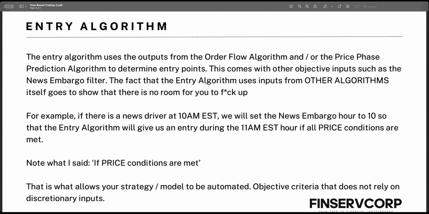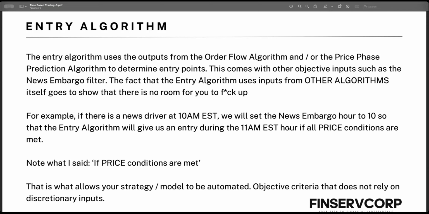So the fact that the entry algorithm uses inputs from other algorithms itself goes to show that there is no room for you to mess up. True or not? If it's using data from other algorithms, you can't mess up, right? There's literally no room to say, oopsie, I messed up. There's no room for that, unfortunately. Agree or not? Think about it for a second. Is what I'm saying correct or wrong? If it is an objective truth that comes as an output from another algorithm, isn't it objective? Isn't it giving you zero room to mess up?